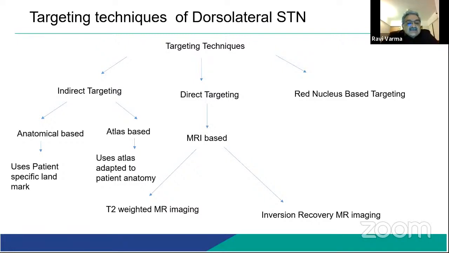And then that atlas is put onto the brain, and then we imagine that that particular point is where we need to go. The most commonly used now and accepted is the direct targeting, which is MRI-based, and we use a T2-weighted MRI imaging. There are specifics in imaging that we will be talking about later. And then we have the inversion recovery imaging, which gives us very good anatomical delineation of certain nuclei. And of course, third is red nucleus based, because it's one of the most prominent nuclei in and around the subthalamic zone.